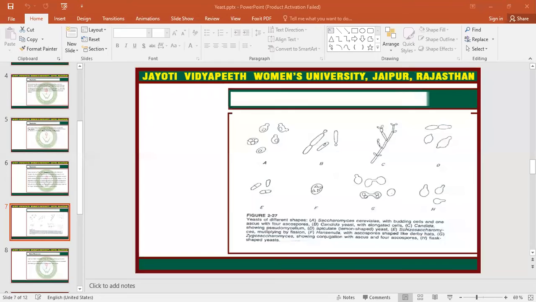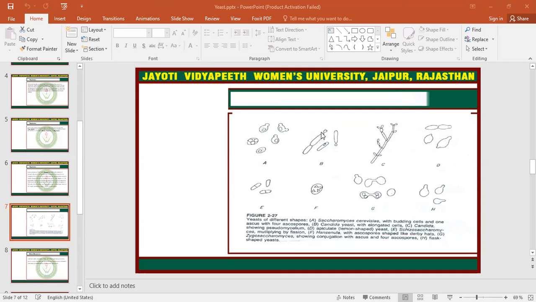Here I must share the screen so that you can understand what different shapes can be found. So yeasts have different shapes. The first is a Saccharomyces species with a budding cell. It may have four ascospores. The second, B, is the Candida yeast. It has an elongated shape, so we can say the cells may be elongated.